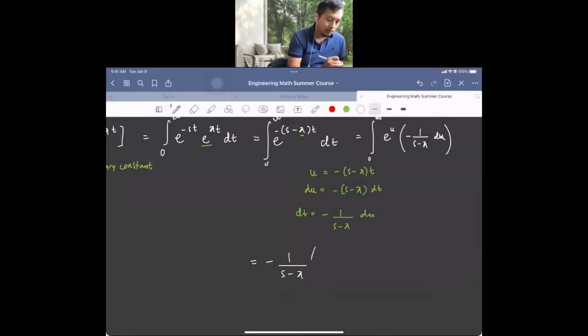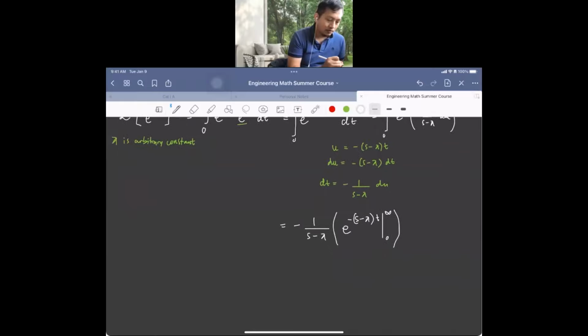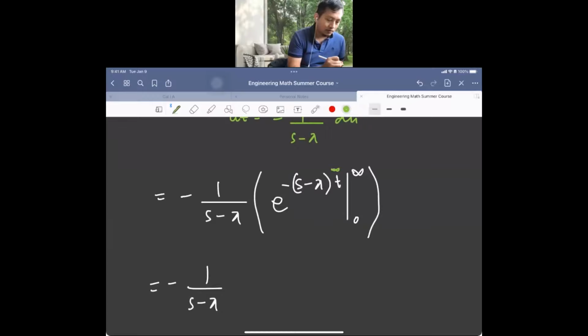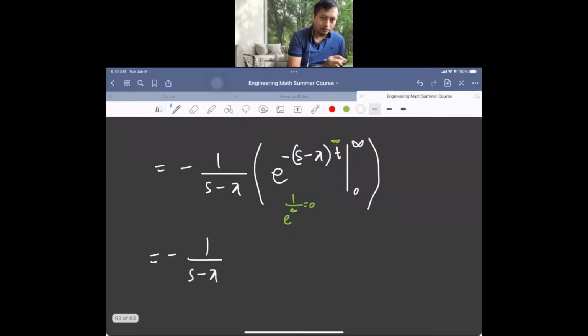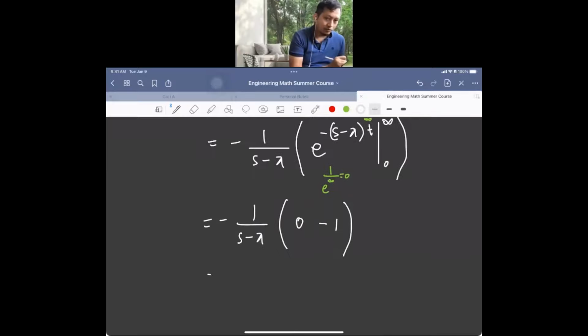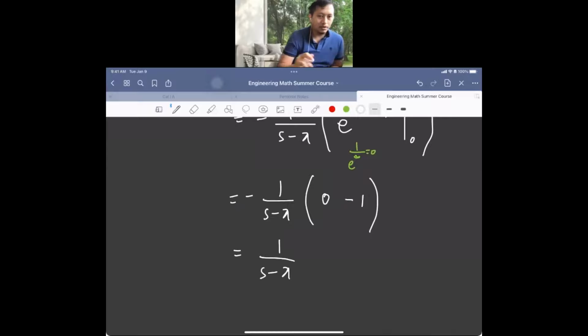So we write this as e to the negative s minus lambda t over negative s minus lambda, from 0 to infinity. We plug in infinity, and because of the negative exponent it's 1 over e to the infinity, which becomes 0. So 0 and then minus 1. So this will be 1 over s minus lambda.